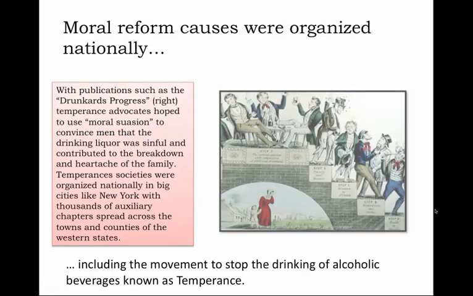With publications such as the Drunkard's Progress, which you see here to the right, temperance advocates hoped to use, quote, moral suasion to convince men that drinking liquor was sinful and contributed to the breakdown and heartache of the American family. Temperance societies were organized nationally in big cities like New York, with thousands of auxiliary chapters spread across the towns and counties of the western states.